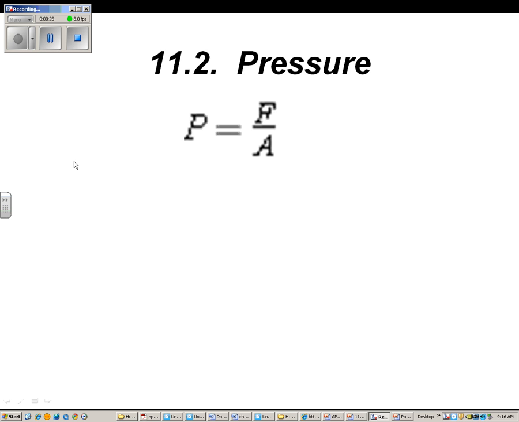The person weighs exactly the same, but because the area of the heel is now much smaller on the high heels than on the sneaker, the pressure will be much higher.